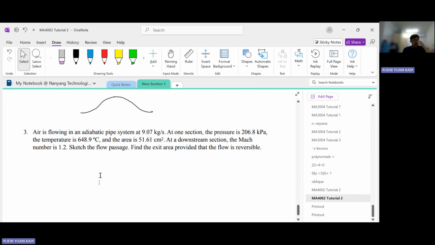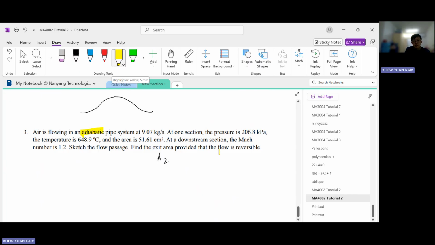Okay, question 3 says that air is flowing in an adiabatic pipe with a mass flow rate of 9.07. At one section, it has this pressure, this temperature, and this area. Downstream means down the flow direction. There will be another point with Mach number 1.2. Sketch the flow passage, and then find the exit area. So find A2, provided that the flow is reversible.